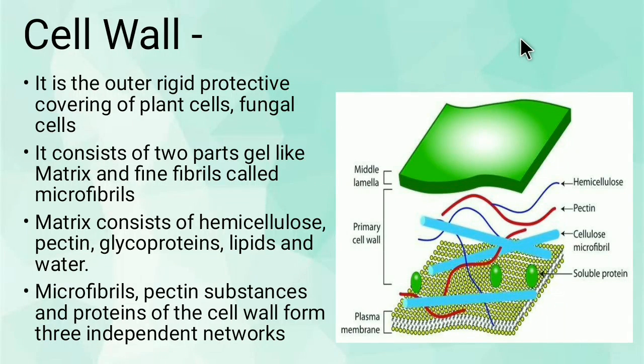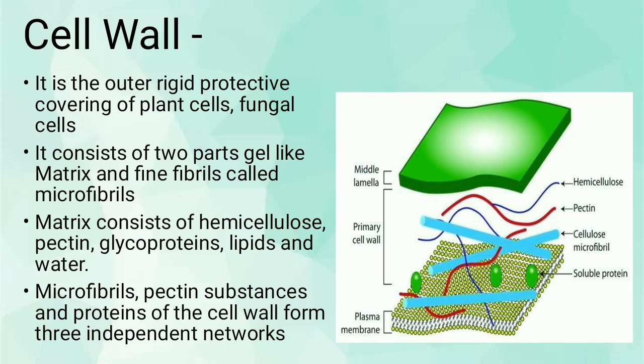Cell wall. It is the outer rigid protective covering of plant cells, fungal cells, and some prokaryotes, which represents a specialized form of extracellular matrix closely associated with the external cell surface. The cell wall is 0.1 nanometer to several micrometers in thickness. It consists of two parts, a gel-like matrix and fine fibrils called microfibrils. The matrix consists of hemicellulose, pectin, glycoprotein, lipid, and water.